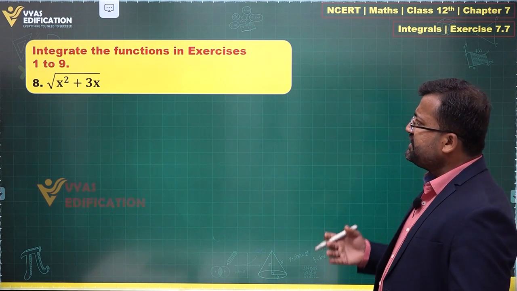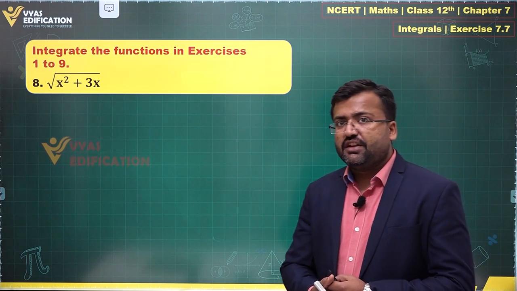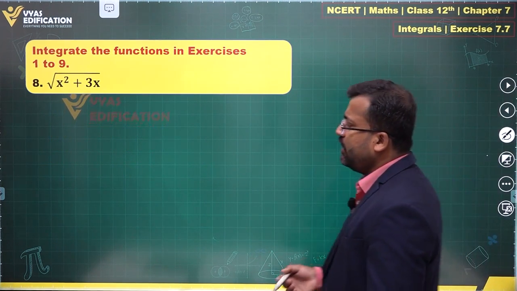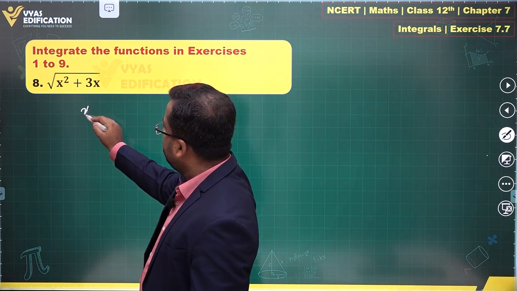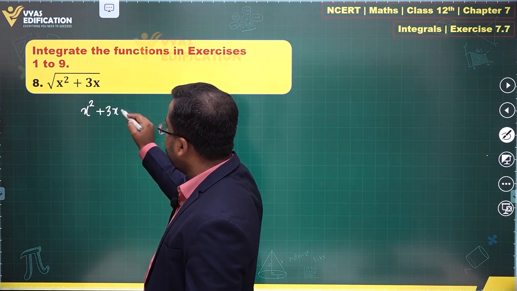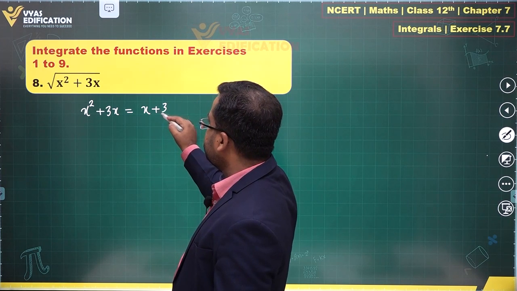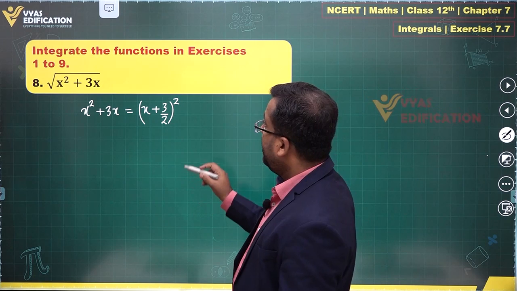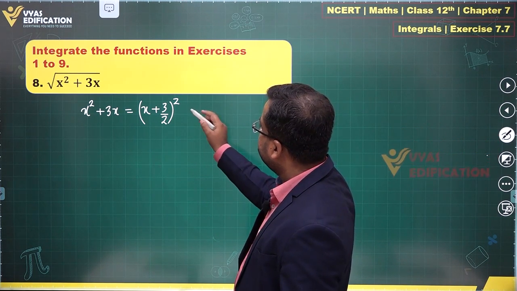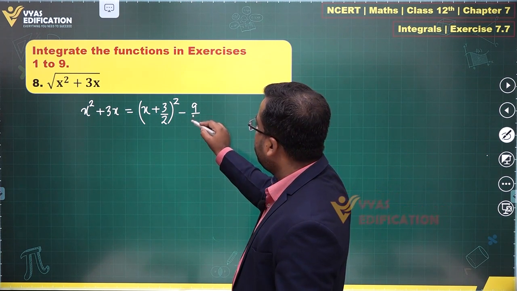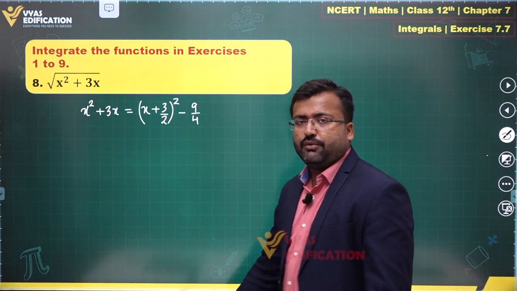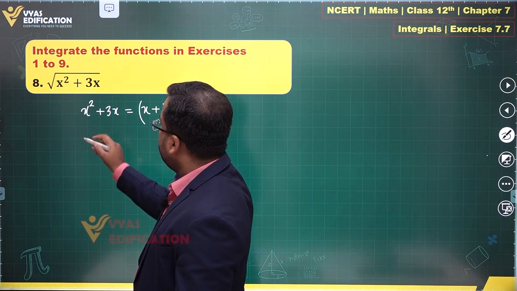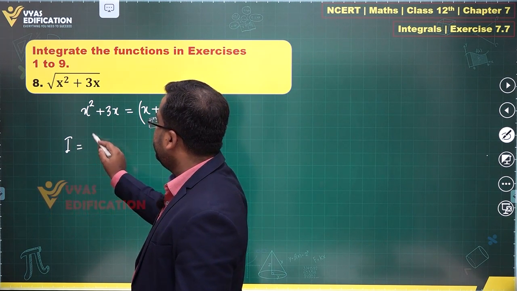Question number 8 says integrate under root of x square plus 3x. How do we do that? Once again, the process is not at all difficult. We know how to handle this. The first thing that we'll do is convert this x square plus 3x into a perfect square. This is x plus 3 by 2 whole square, and along with that you have minus 9 by 4, which is actually the square of 3 by 2.